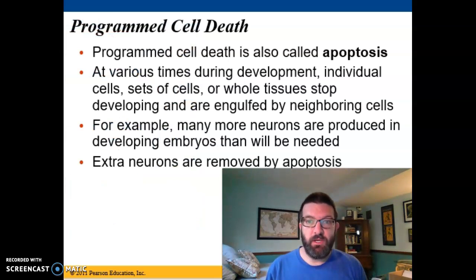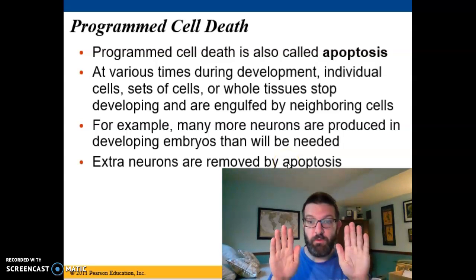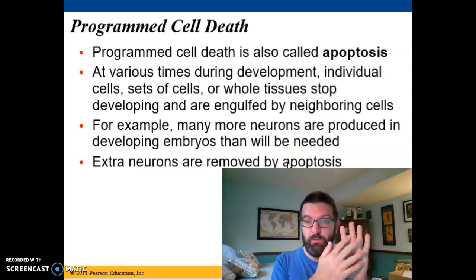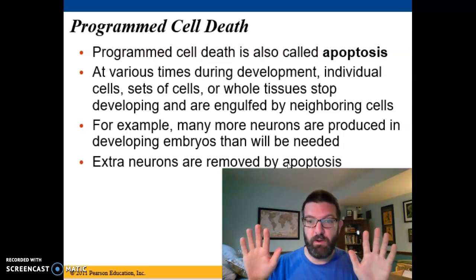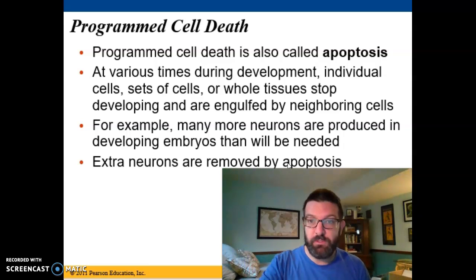Additionally, some cells are intended to die or be engulfed by neighboring cells at certain parts of development. So, for instance, if you have extra neurons that aren't supposed to be there, they'll be removed by apoptosis. When we form our limbs, they are held together by webbing tissue as our digits form, and that webbing tissue is destroyed by apoptosis. So this is programmed cell death. These cells are programmed themselves to die at a certain part of your development.